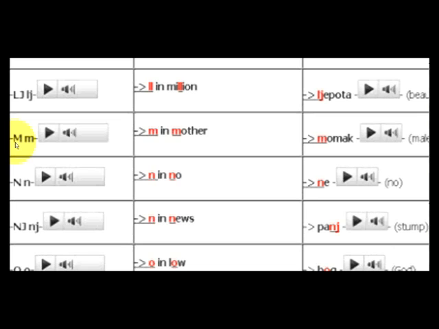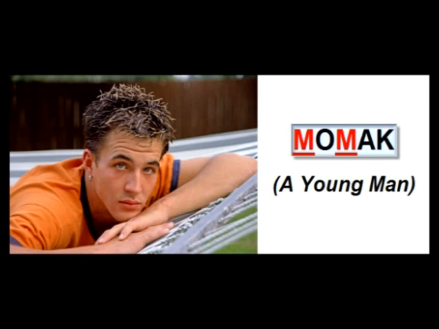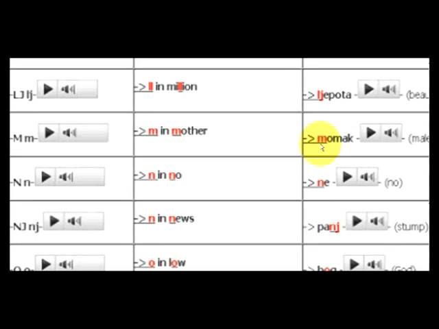M. Veliko slovo M. Malo slovo M. M as in mother. M. Momak.